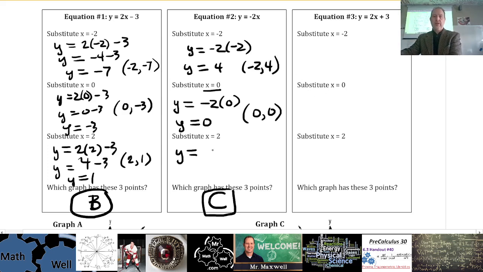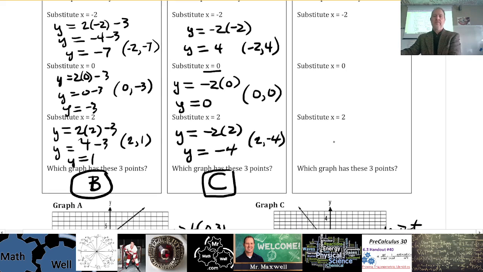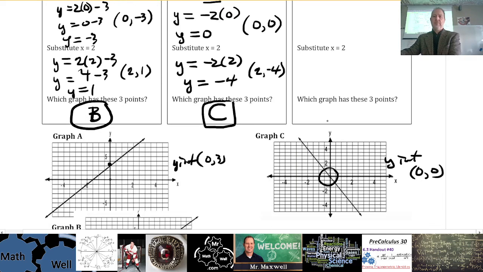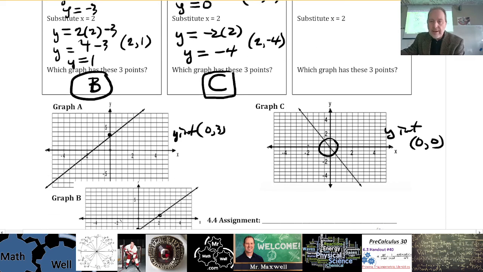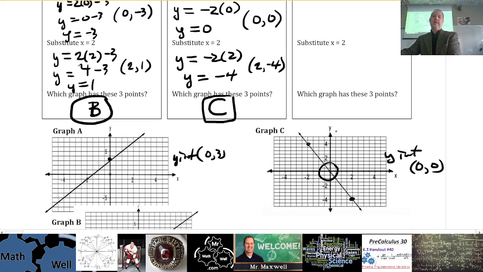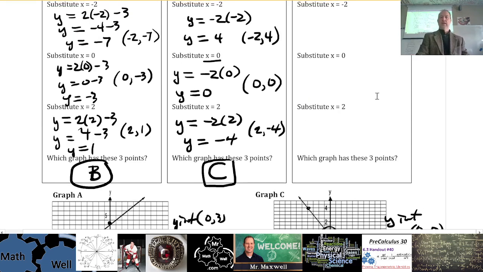And of course over here, we have the point +2 and -4. So does that match up there? Let's see, -2, +4, -2, +4, you bet, right there. And +2, -4, right on, right there. So that definitely is graph C. Any questions?